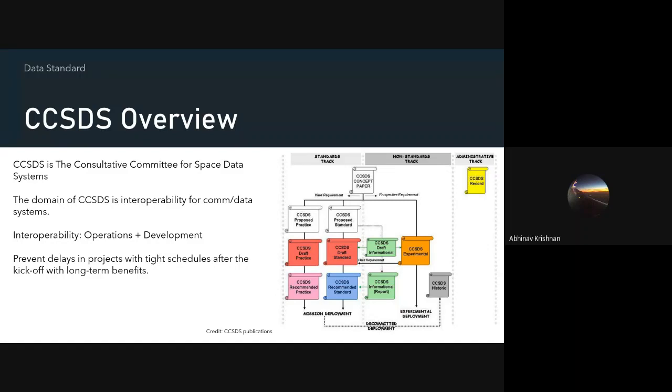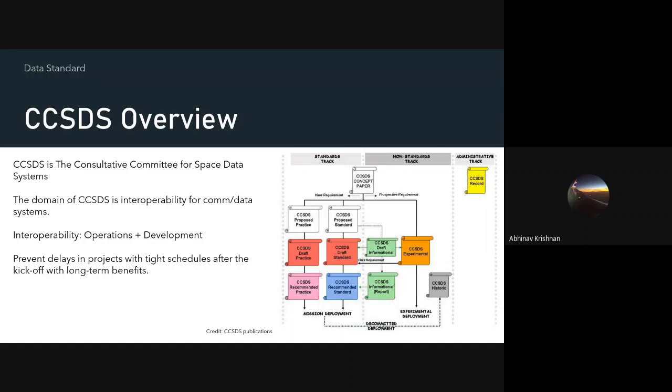As you can see on the right, there are some colorful scrolls. The ones that should be of interest to anyone would be the pink or magenta one at the bottom, the blue, and the green one. So the recommended practice, the recommended standards, and the recommended report, I mean the informational report.